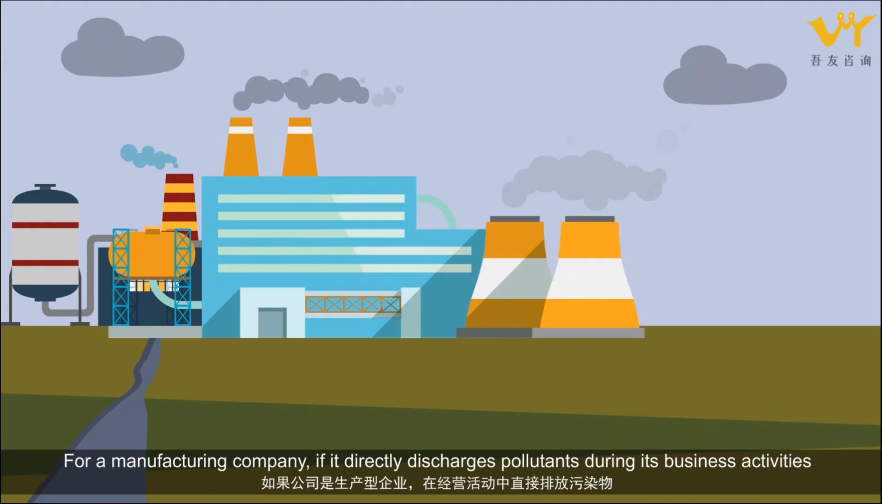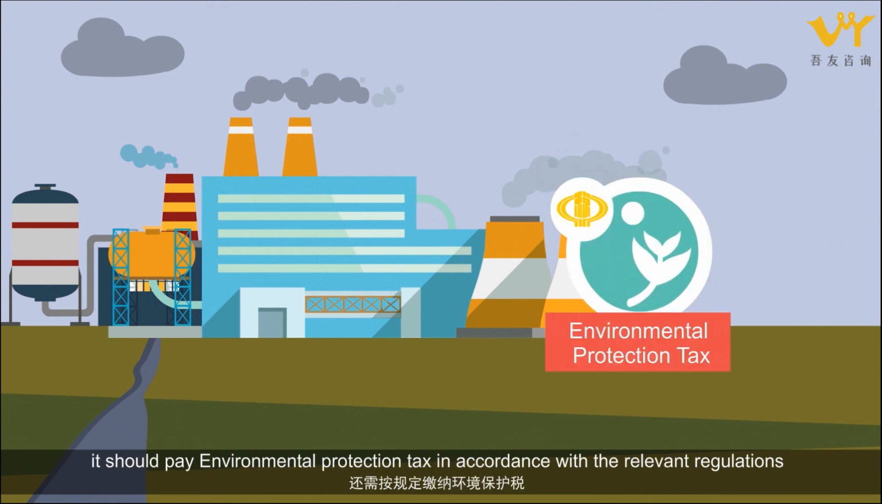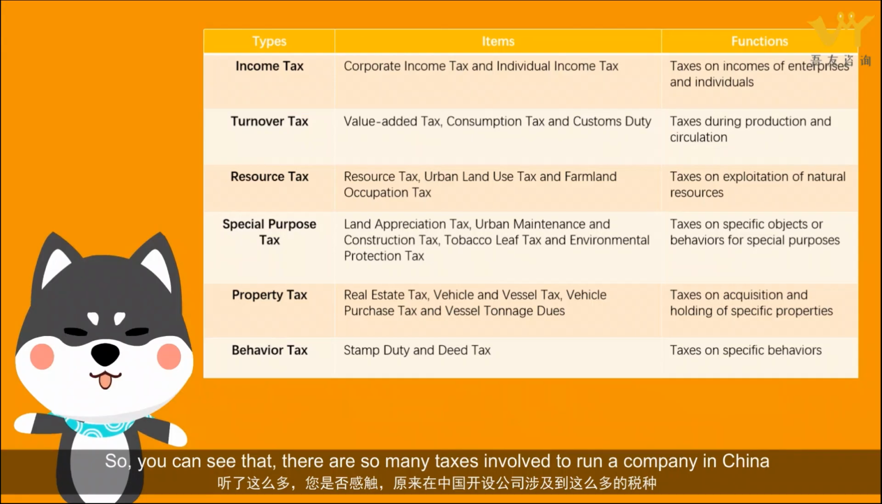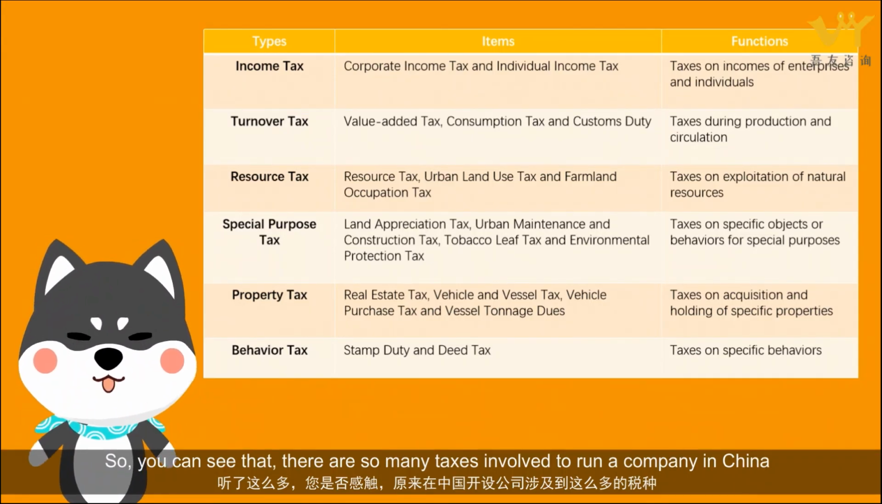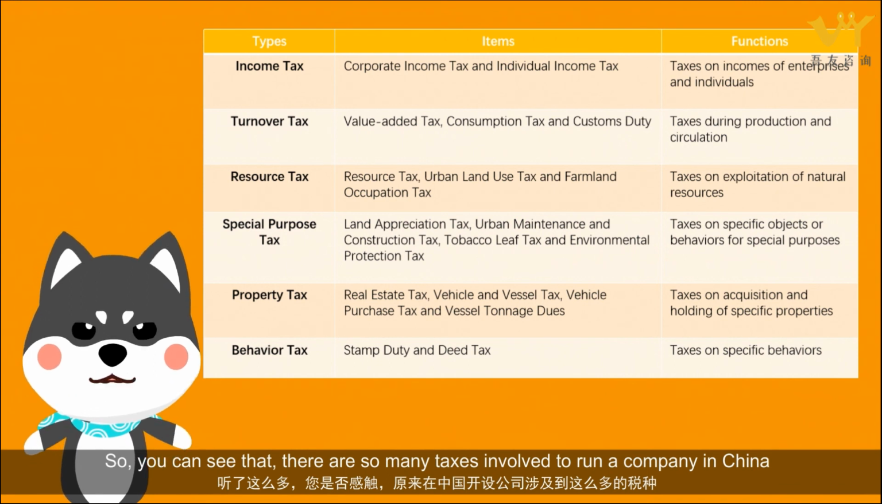For a manufacturing company, if it directly discharges pollutants during its business activities, it should pay environmental protection tax in accordance with the relevant regulations. So you see that there are so many taxes involved to run a company in China.